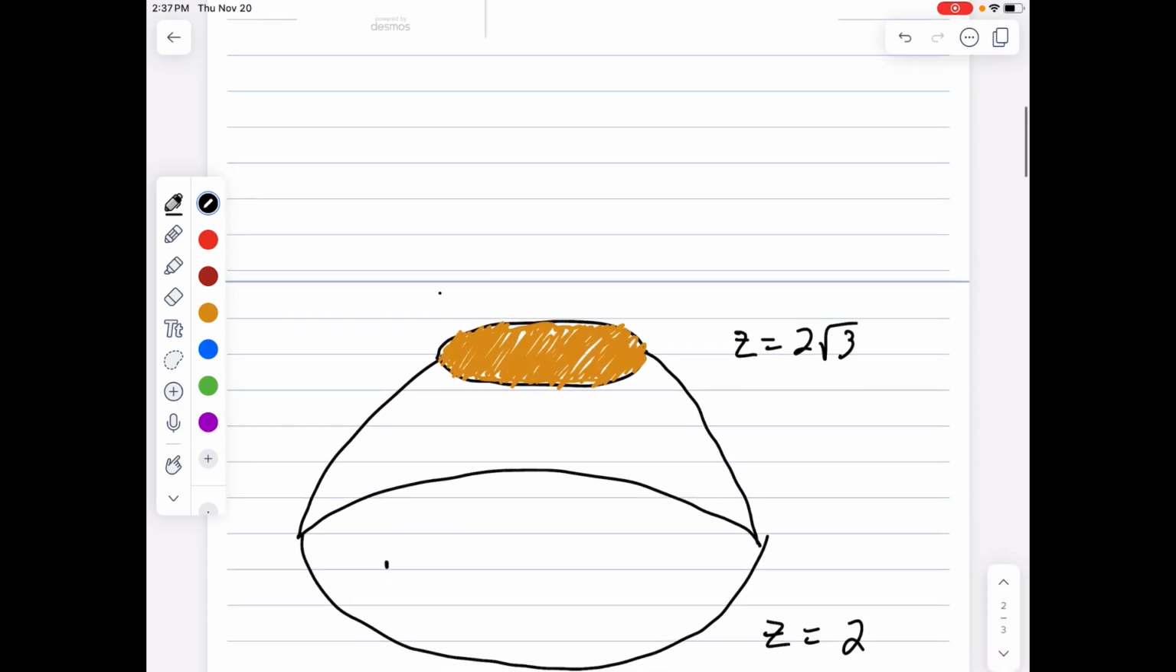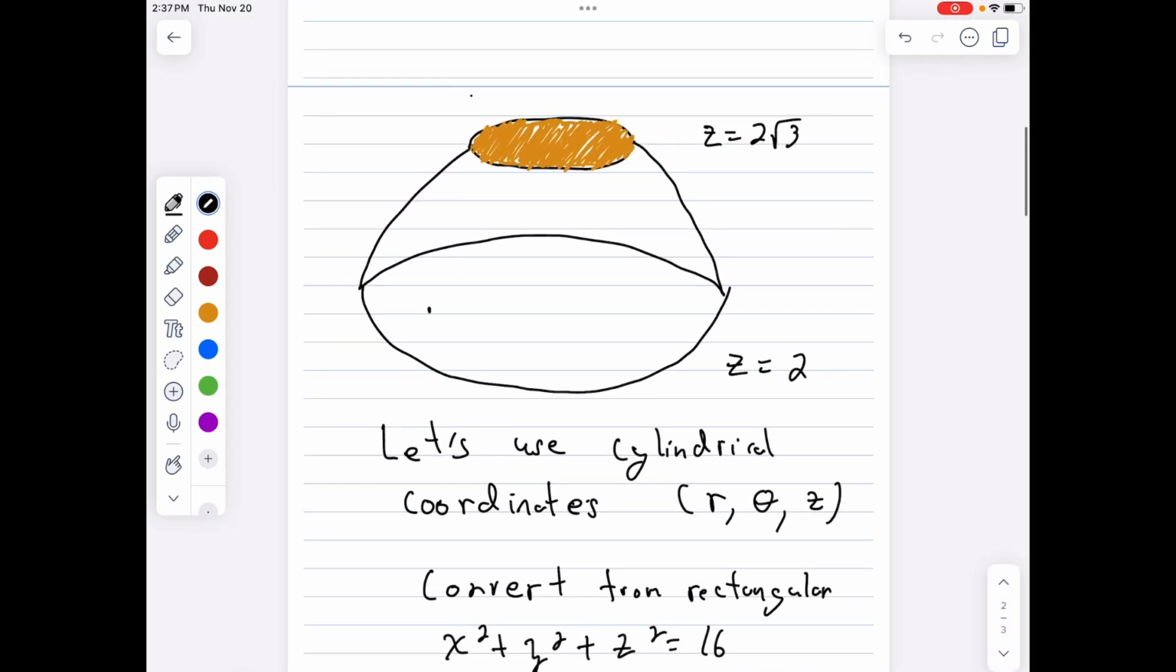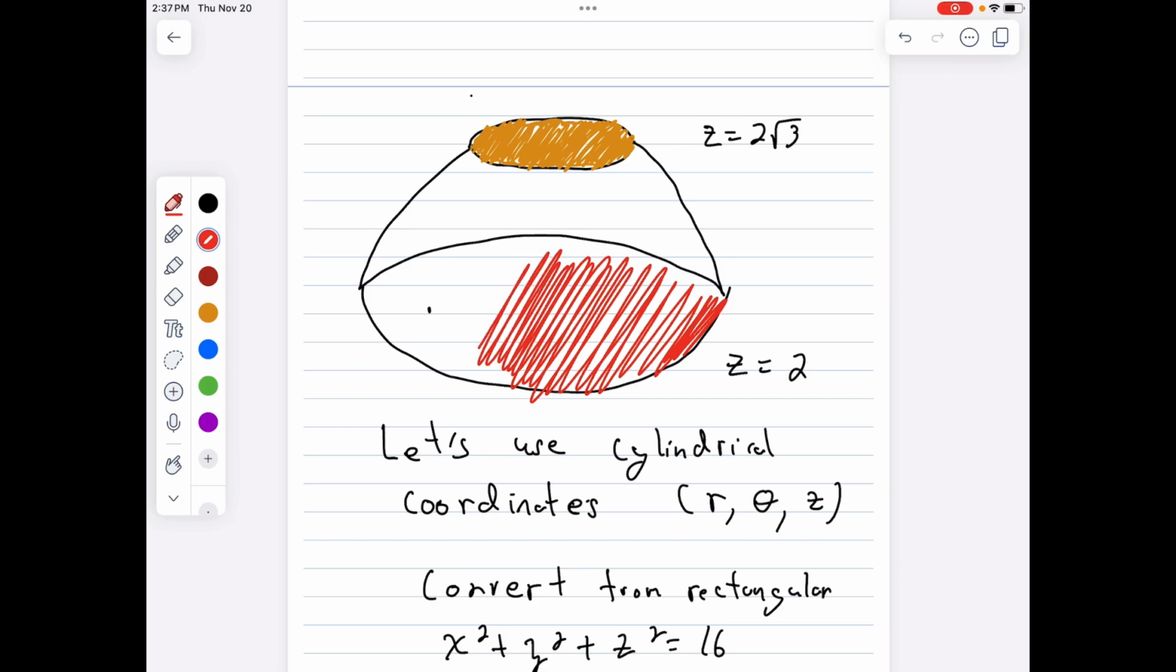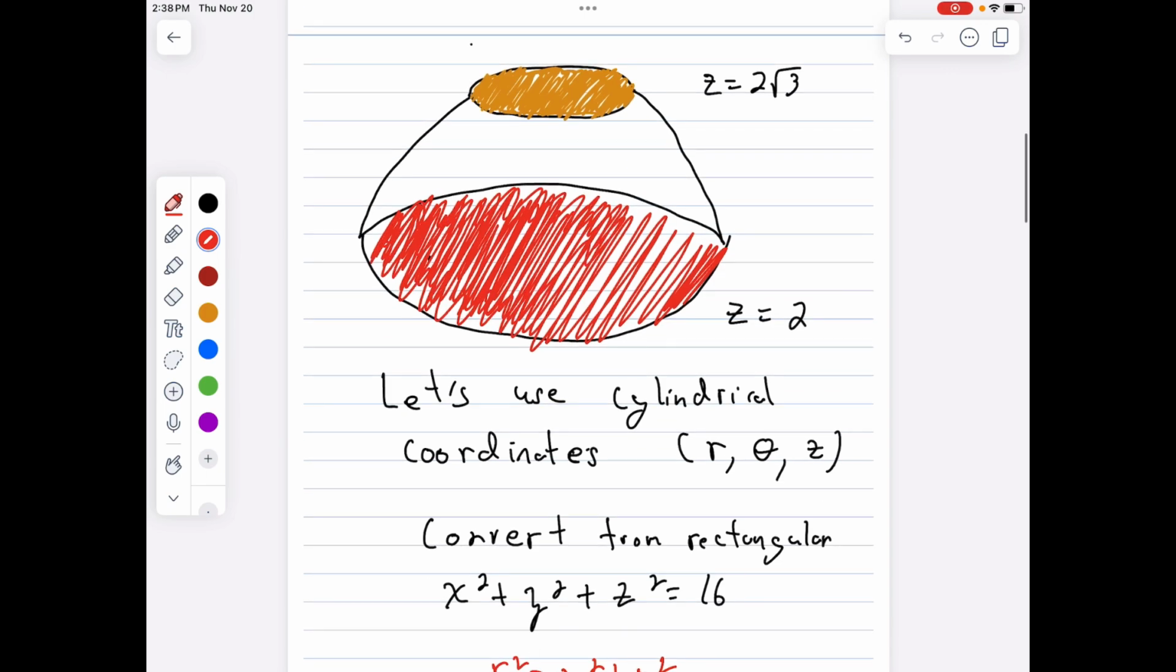All right, so I'm going to turn to this picture right here. And yeah, the amber gold color represents where the plane z equals 2 root 3 intersects the sphere. That's what we saw from the picture at the top. And what you see in red is where z equals 2 intersects with the sphere x squared plus y squared plus z squared equals 16.